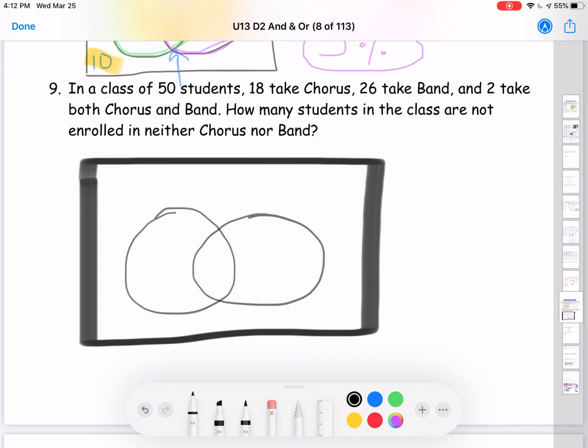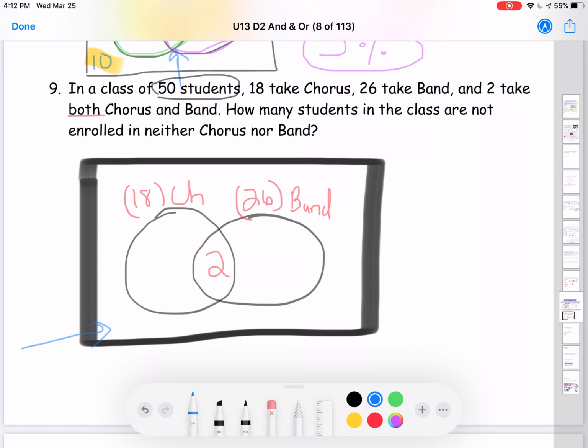Okay, if a class of 50 students, so that's my total, 18 take chorus, so I'll let this be chorus, 26 take band, and 2 take both. How many students in the class are not enrolled in either, probably supposed to say. So I want this number right here.